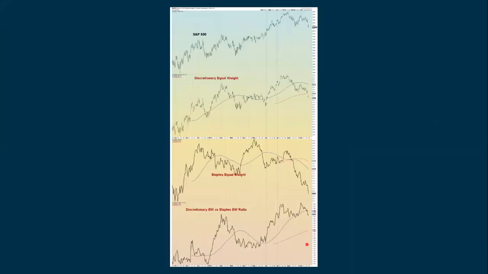Then we have some different studies. We look at discretionary, and we look at an equal weight ETF. We also look at a staples equal weight ETF. And then down at the bottom, we take a ratio between the two, where discretionary has been outperforming staples, but lately we're seeing this ratio coming down.